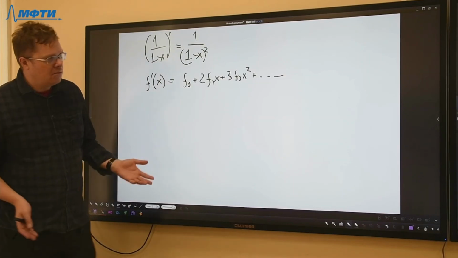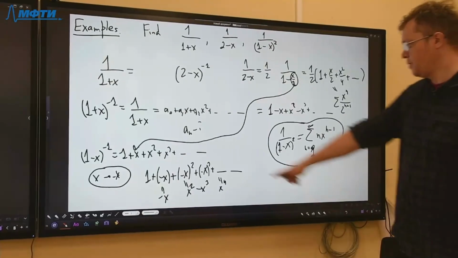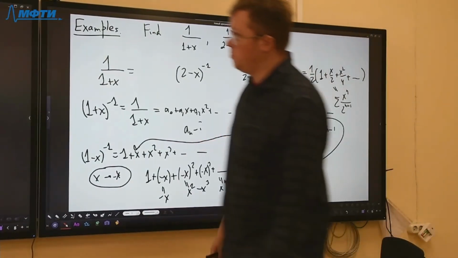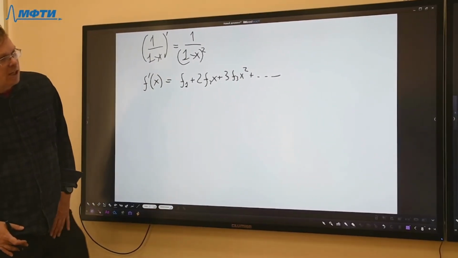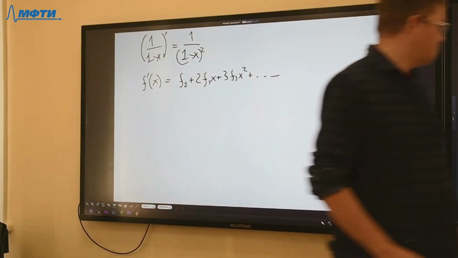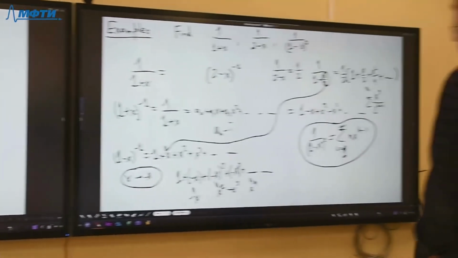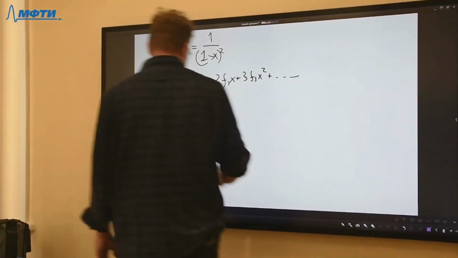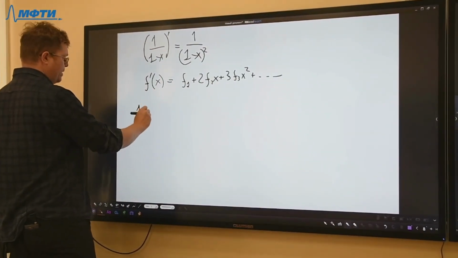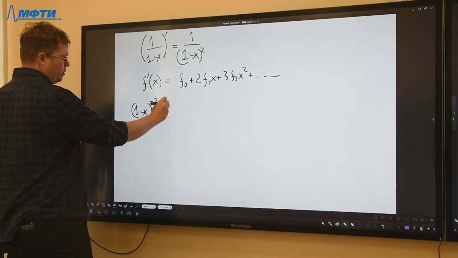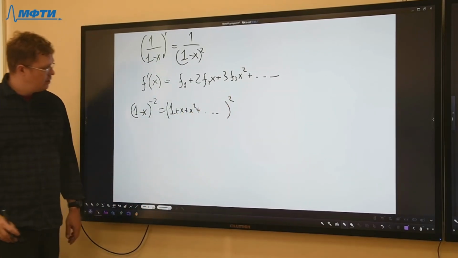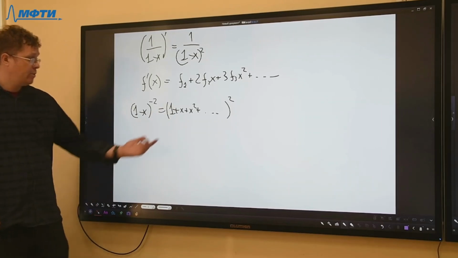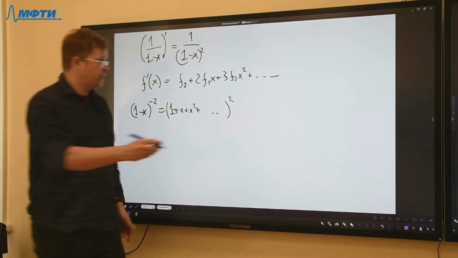And so if you have the derivative of this guy, you will have this guy. But of course, if you don't understand how to get the derivative, you can just calculate it, just make the straightforward calculation. So 1 minus x to the power minus 2 will be 1 plus x plus x squared plus etc. squared. Yes? And so you can just open the brackets and calculate.